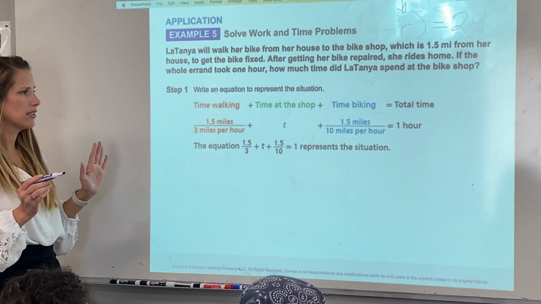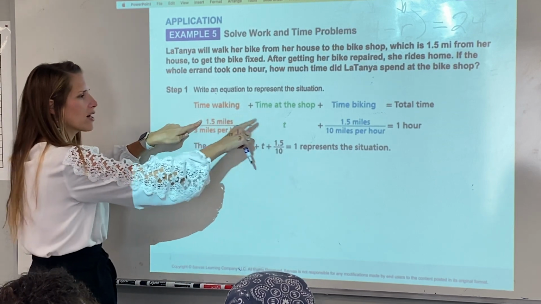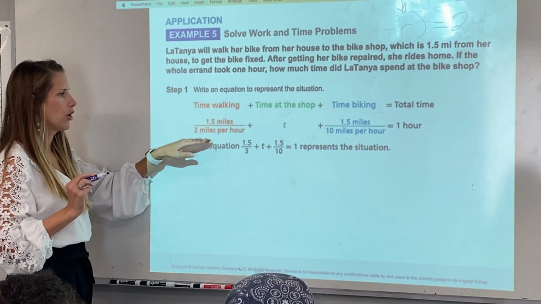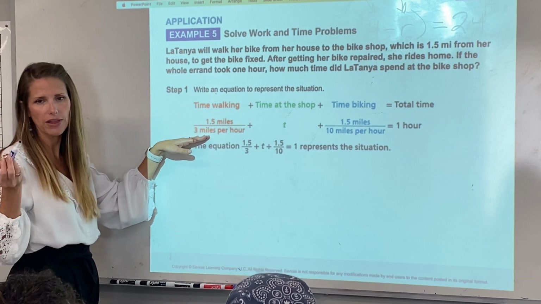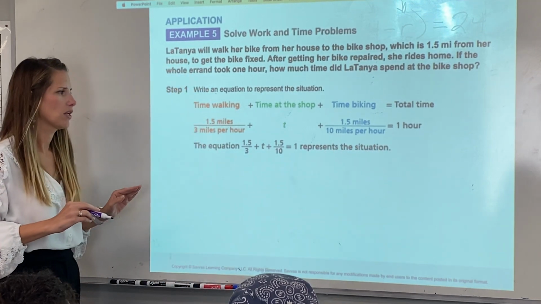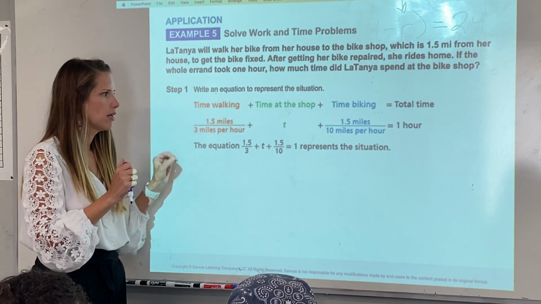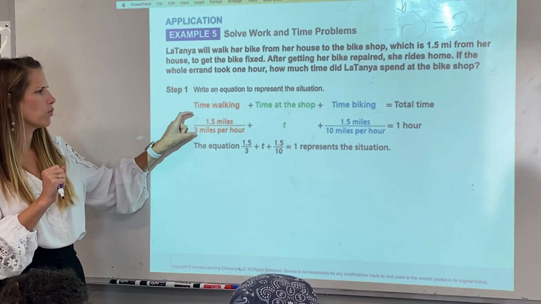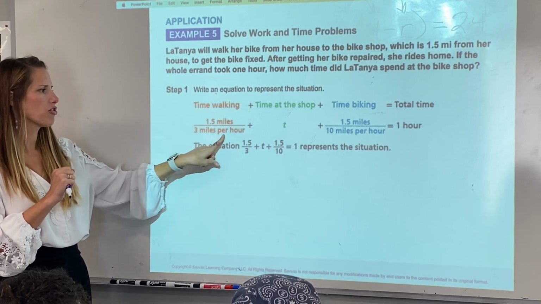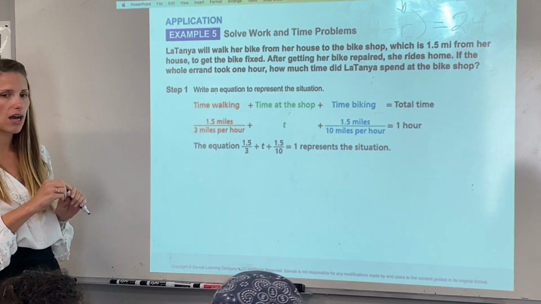They gave us the total time is 1 hour. They also gave us the distance for both walking there and biking home. Remember, the distance was the same, right? They also gave us her speed, her rate. We call that rate, right? 3 miles per hour, 10 miles per hour. Tomorrow, I'm going to talk more about this, but I want to talk about how and why they would put the time walking to be 1.5 miles per 3 miles per hour. We're going to talk more about that tomorrow, okay? I'm going to allow you guys to pack up quietly.